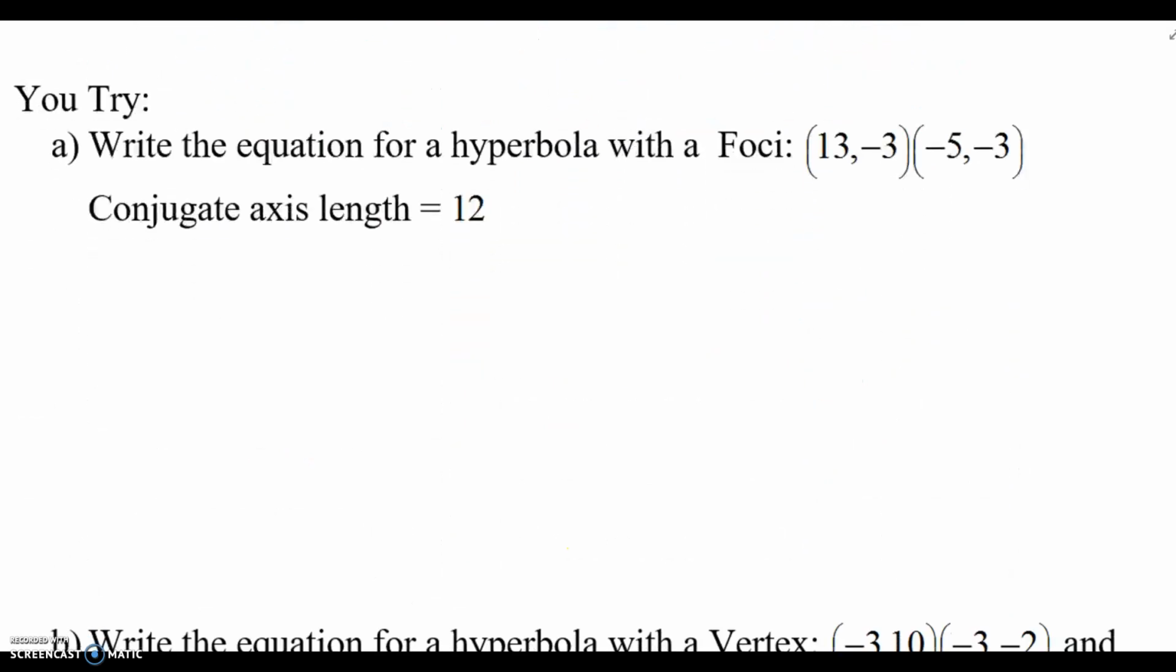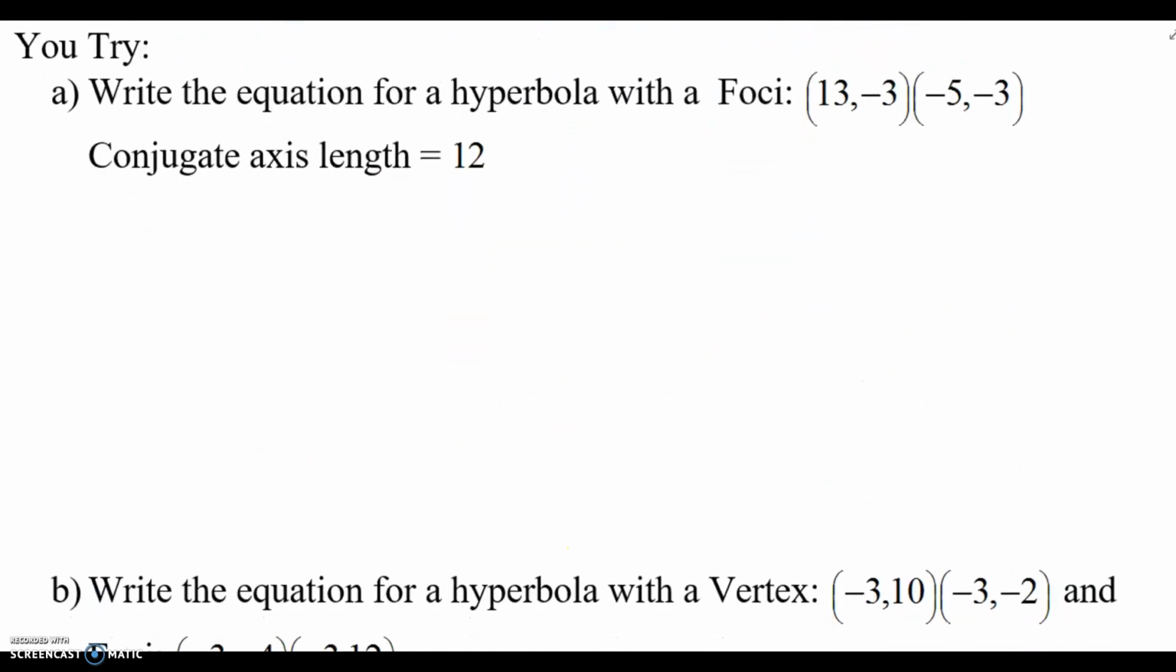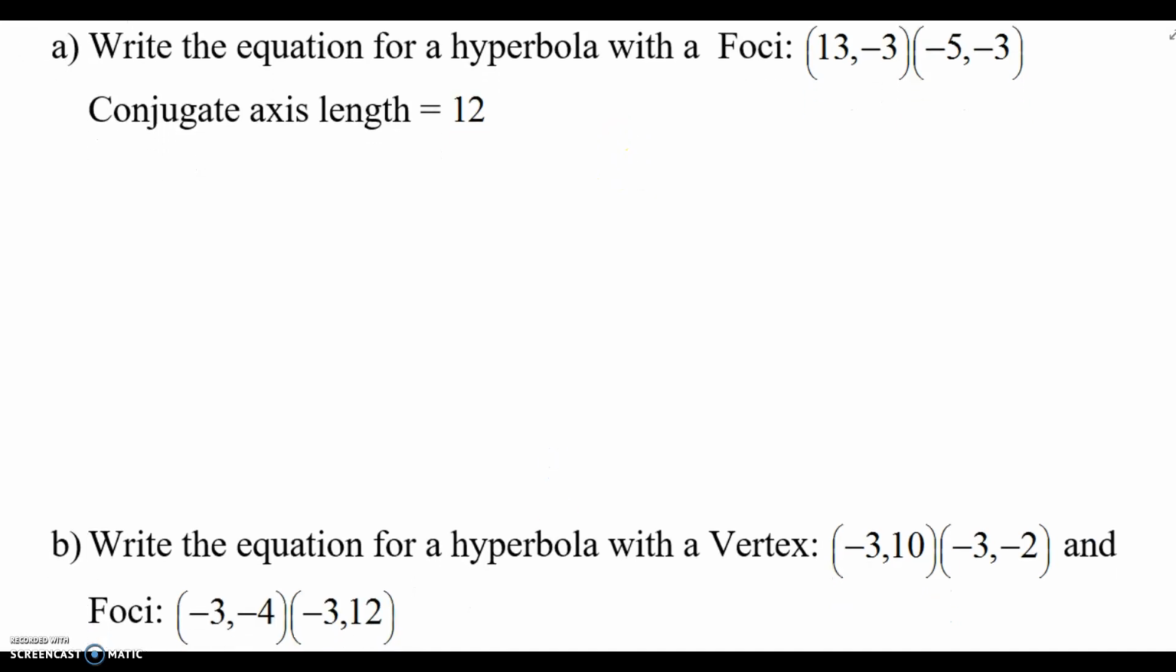So moving on to the U-try. You've got 2 problems here. Given the foci and the conjugate axis, so kind of similar to the last problem, and then given the vertex and foci. So why don't you pause the video and try to do this either by yourself or with the person sitting next to you, and we'll check it in a minute.